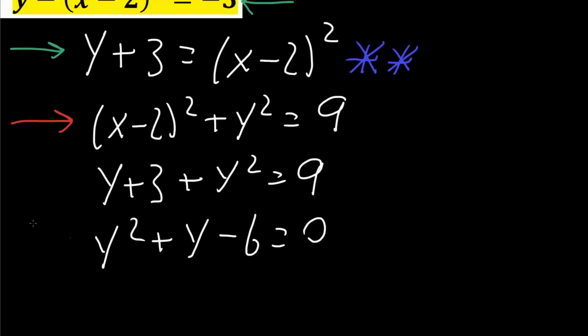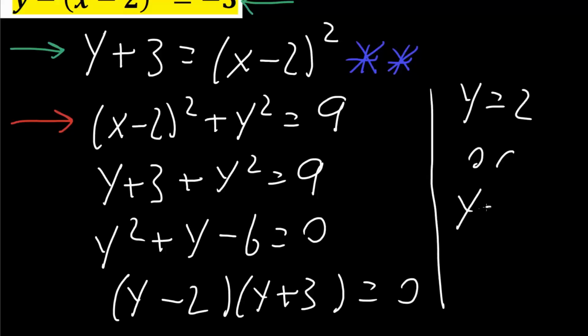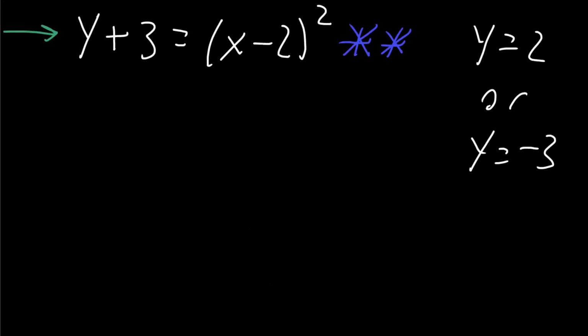I can actually factor this to get y. So y would equal, we can do plus 3 minus 2. And so y could equal 2, or y is equal to minus 3. The next step is to get the value of x. We'll plug in 2 for y and solve for x, then we'll plug in negative 3 for y and solve for x.